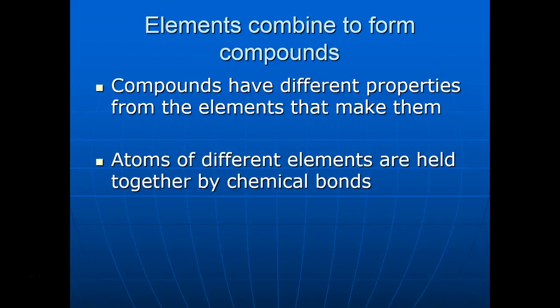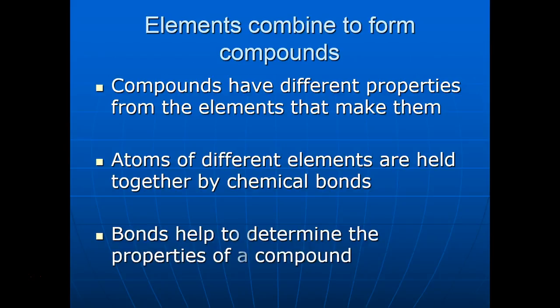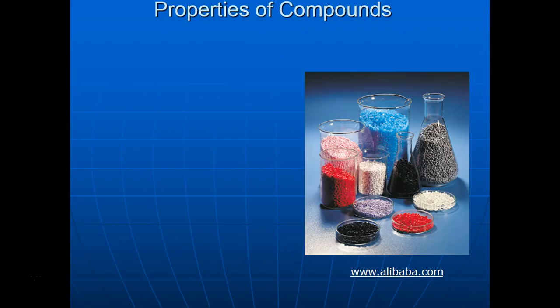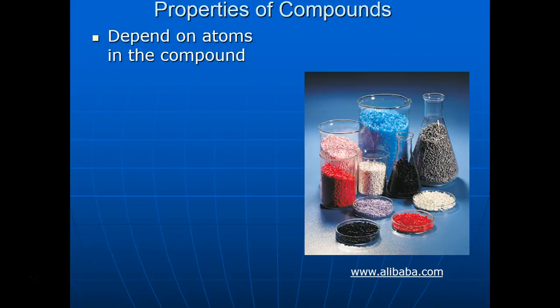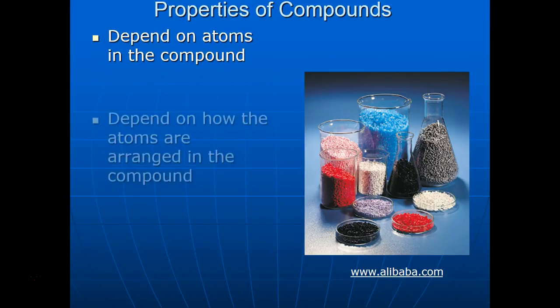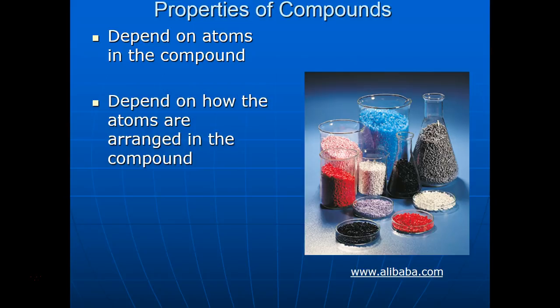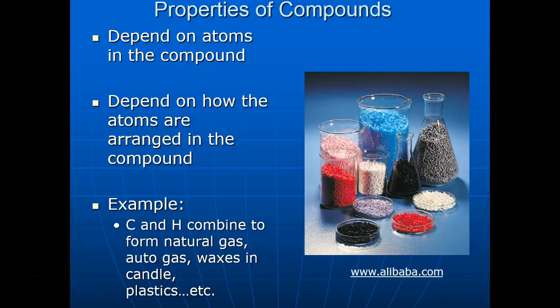Atoms of different elements are held together by what we call chemical bonds, and these bonds determine the properties that a compound has. For example, these properties depend on the atoms that are in the compound and on how the atoms are arranged in that compound. For example, carbon and hydrogen combine to form natural gas, automobile gas, waxes and candles, and plastics.